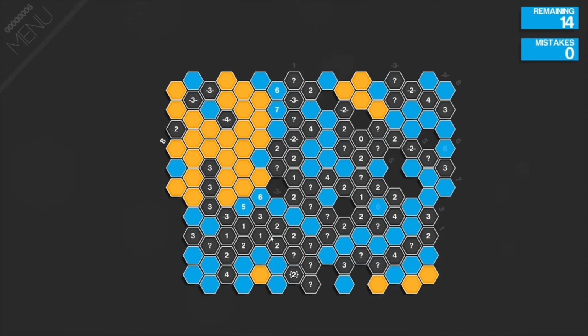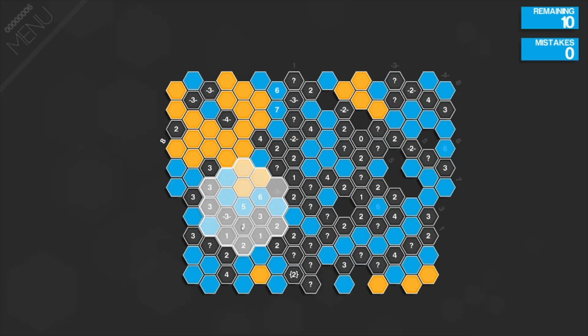Now let's see how that helps us here. This 2 is now solved. We get a 4. That doesn't really help us all that much. This 3 with the dashes can now be solved, as there are only 3 cells touching it. This 3 is solved. This 3 only has 3 touching it. This 3 only has 3 cells touching it.